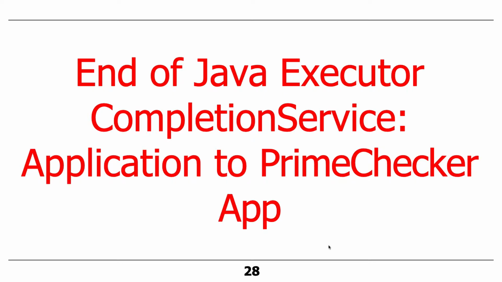Okay, so that's the end of the discussion of the example that applies the executor completion service and the Memoizer to our PrimeChecker app.